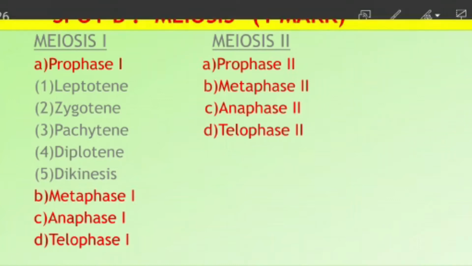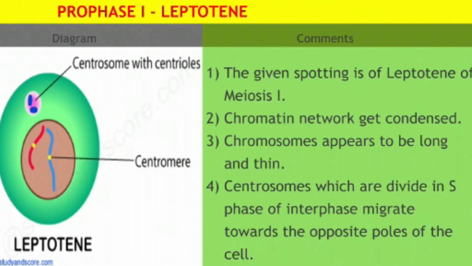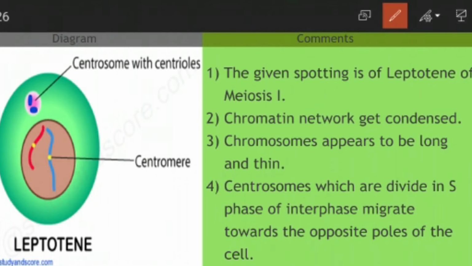Okay, so let's start with meiosis 1 first. In meiosis 1, the first phase is prophase 1. If this type of chart is kept in front of you, your first point will be to identify this chart. Suppose this chart is of leptotene, then your first point will be: the given spotting is of leptotene of meiosis 1. Now see what changes are taking place here.